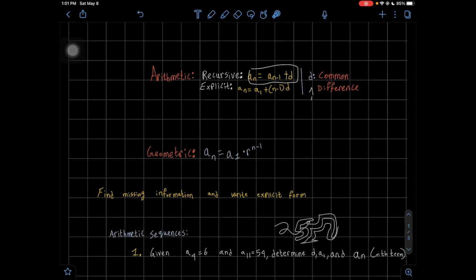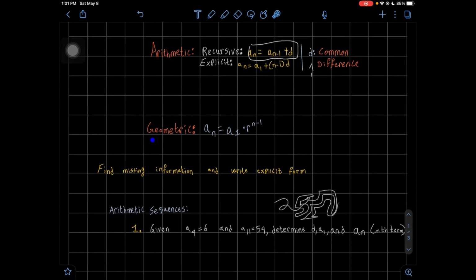In today's video, we'll be going through arithmetic and geometric sequences. The base equation for a recursive arithmetic sequence is a of n equals a of n minus 1 plus d, and the explicit form for an arithmetic sequence is a of n equals a1 plus n minus 1 times d, and d just represents your common difference.